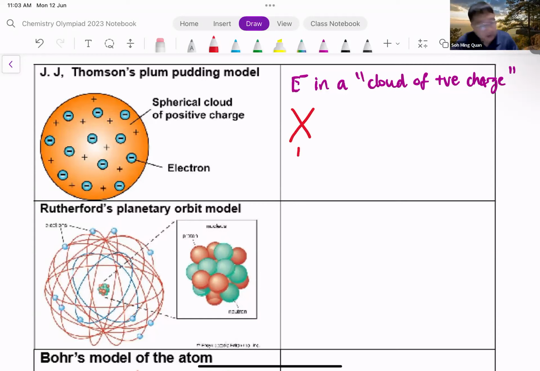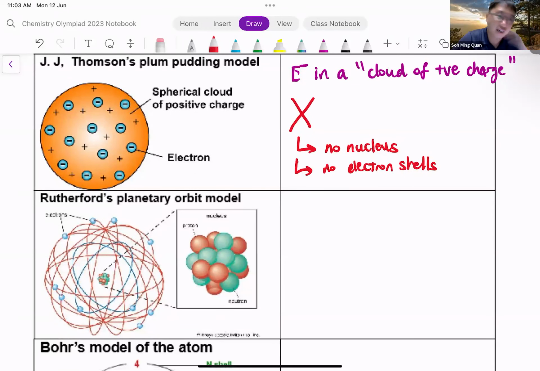Why is it not entirely correct? Because there's no nucleus. We know today the positive protons are in the nucleus. We know that positive charge is because of the proton, right? Next, J.J. Thomson also didn't know the concept of electron shells. The electrons aren't just whizzing around, they are in fixed defined energy levels called electron shells. So this was one of the earliest models of the atom. But nonetheless, J.J. Thomson at least knew that there were electrons and positive charges in an atom.